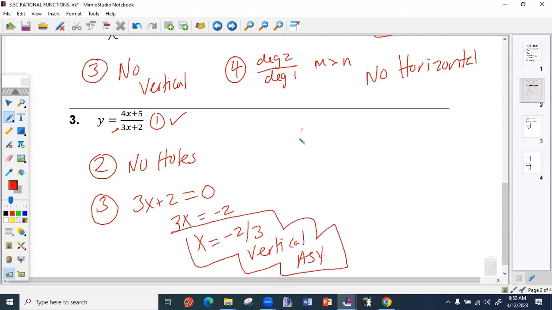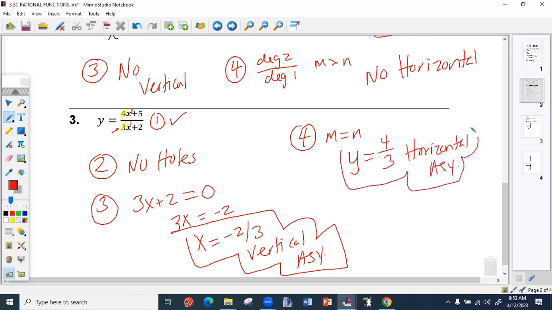Okay. Step 4 is your horizontal asymptote. Comparing the degrees. Our degrees are going to be the what? 1 and 1. They're the same. So m equals n. So y equals your leading coefficients. What are my leading coefficients? 4 and 3. So y equals 4 over 3 is our horizontal asymptote. Yes. Okay. And that is what you should have gotten for 3.